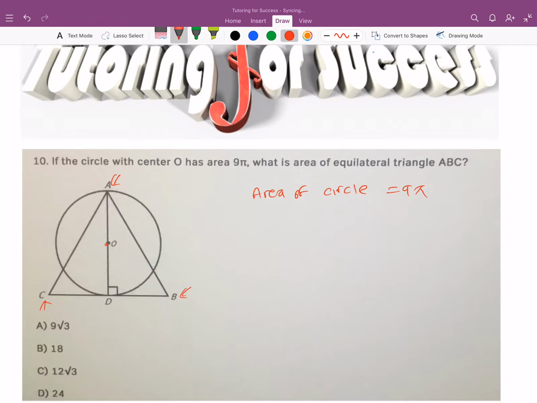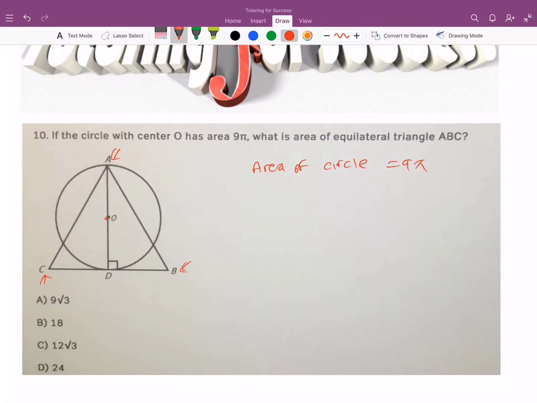There are many approaches you could choose from to solve this problem. I will show you two approaches. Let's start with the approach where you use the formula for the area of an equilateral triangle. If you know that, this approach would be more convenient.